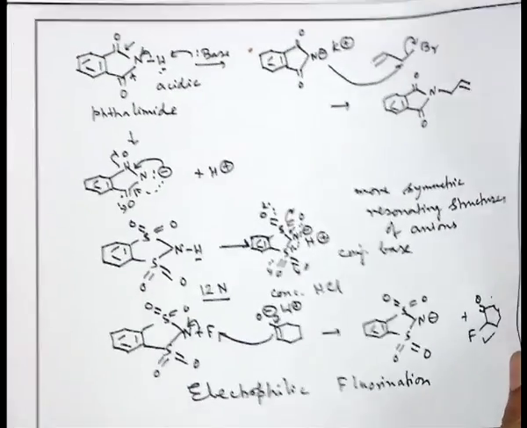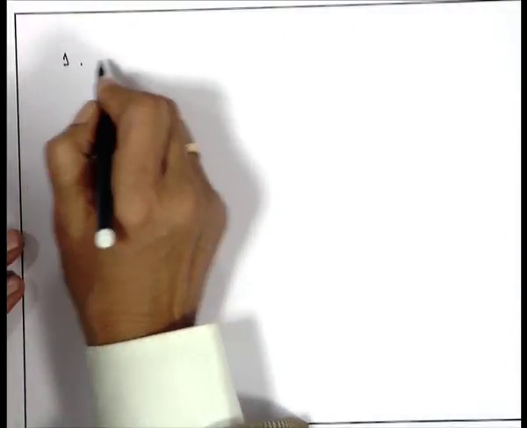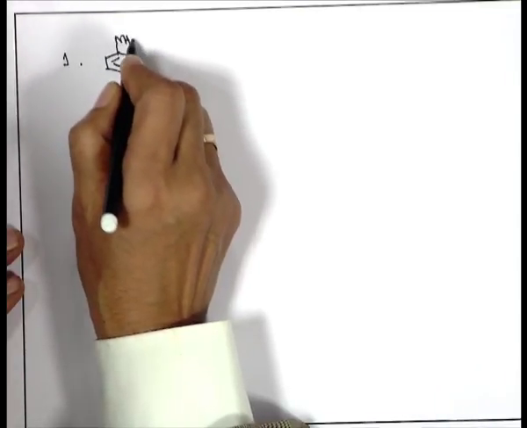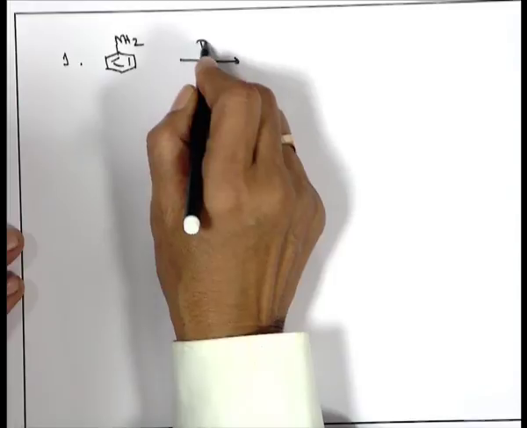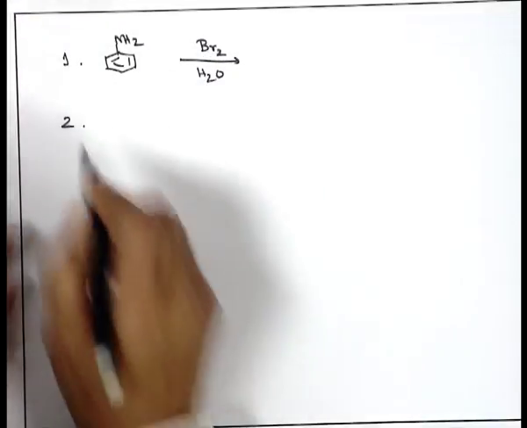So, this is the acid strength over there. Okay, I will give you some problems that you can do. If you are not able to do them, next time I will give you the answer. Predict the product. Number 1, if aniline is the substrate treated with bromine and water, what product will you get?